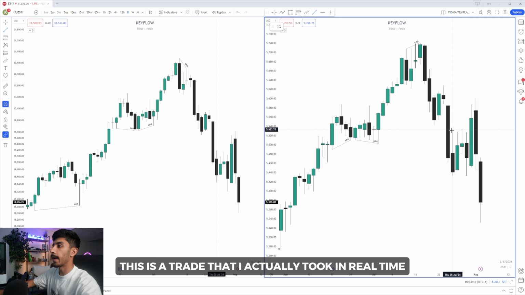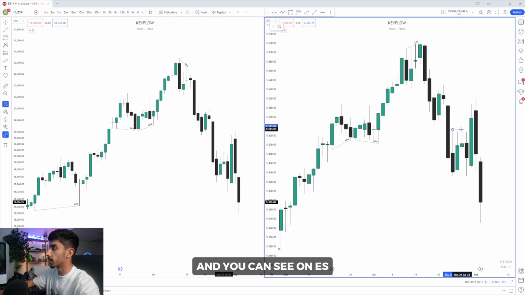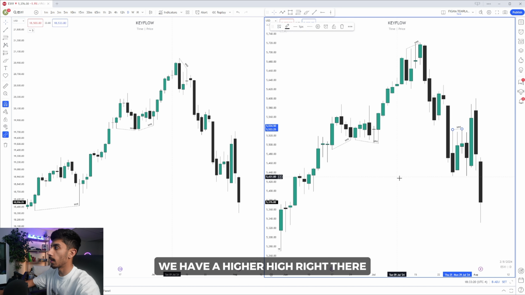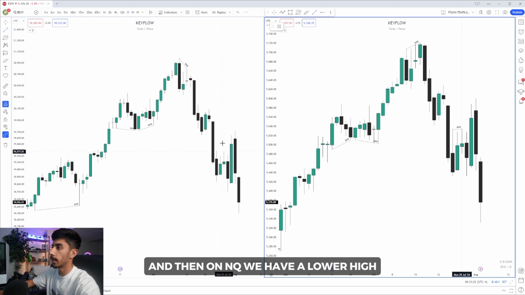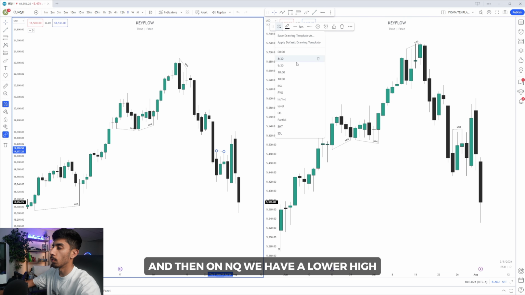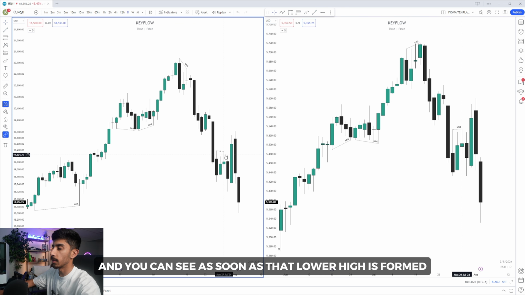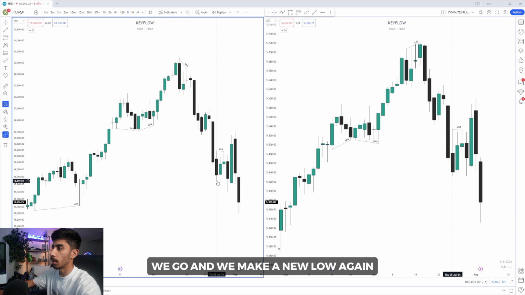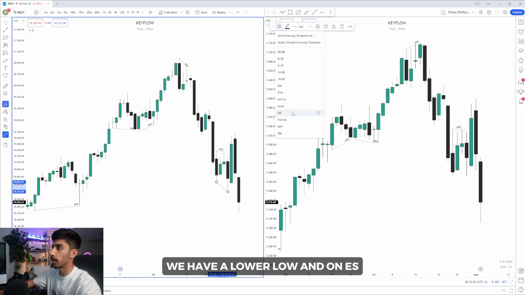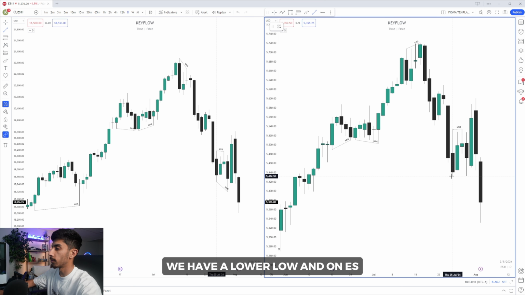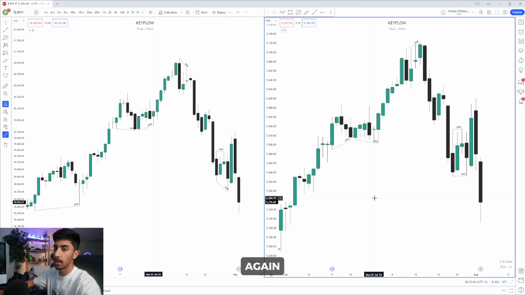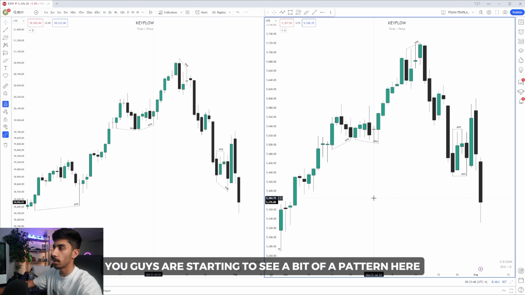This is a trade that I actually took in real time. And you can see on ES, we have a higher high right there. And then on NQ, we have a lower high. And you can see as soon as that lower high is formed, we go and we make a new low. Again, price comes all the way back up, but before it comes up at the lows, we have a lower low. And on ES, we have a higher low. Again, you guys are starting to see a bit of a pattern here. There's always SMT at these major moves that take place.